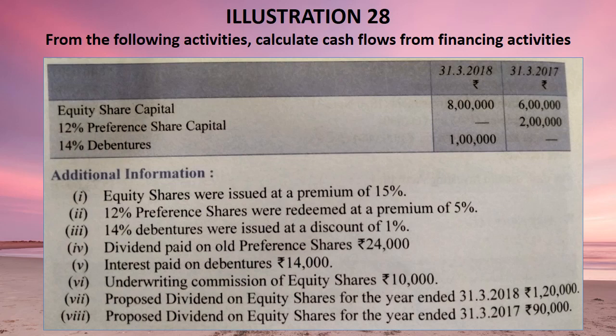1%, how many rupees will be there? 1% of rupees 1 lakh, that will be 10,000. It means at 10,000 rupees discount, the 14% debentures have been issued. Dividend paid on old preference shares, 24,000 rupees. Interest paid on debentures.